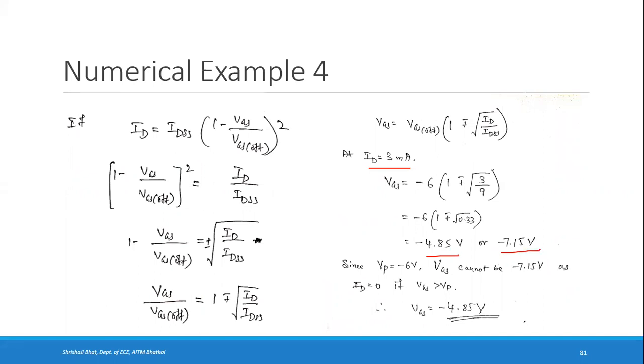Again, it should be lesser than VP. VP is minus 6. If it is minus 7.15, the current would be 0, but the current is not 0. The current is 3 milliamps. So it has to be lesser than minus 6 in magnitude, so you cannot consider minus 7.15. You consider minus 4.85 as the answer. That is the way you have to find it.